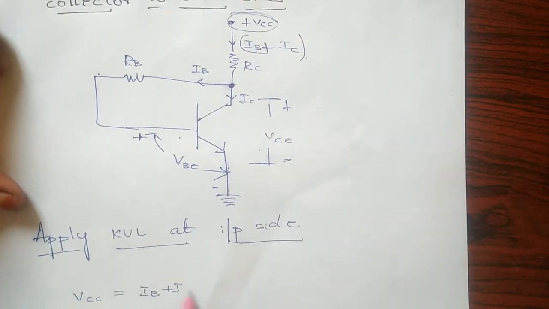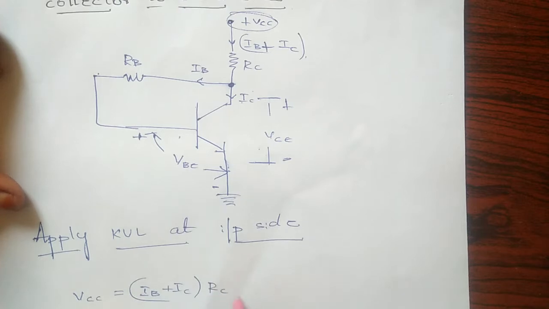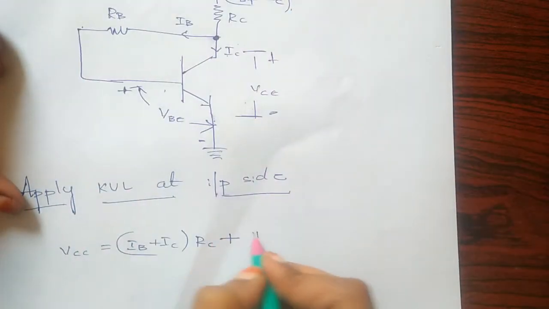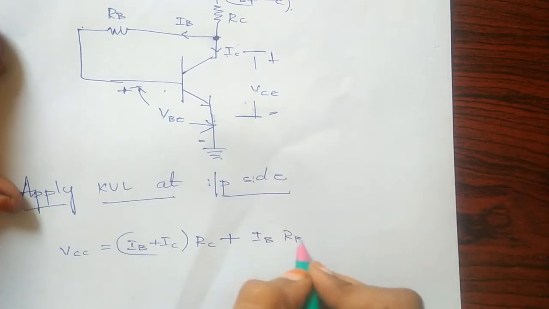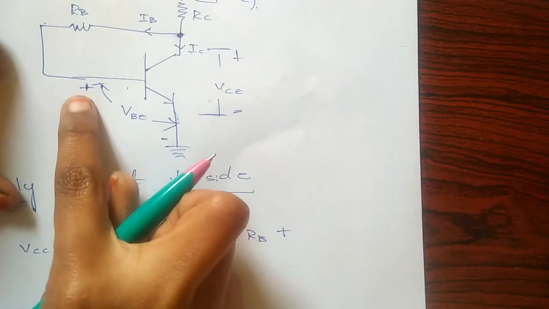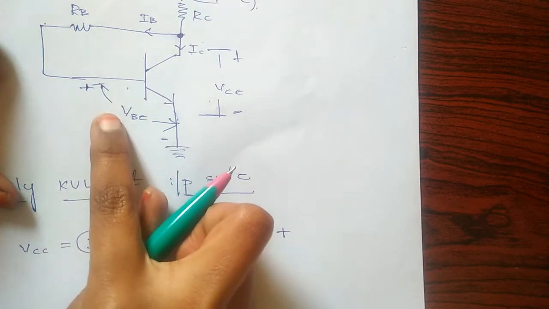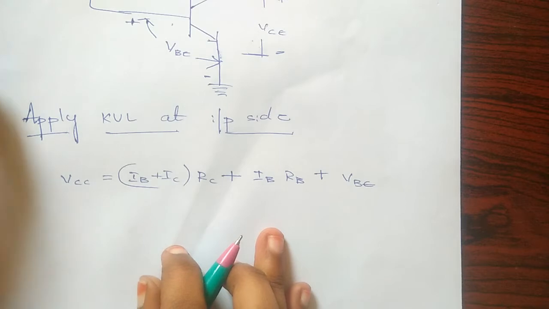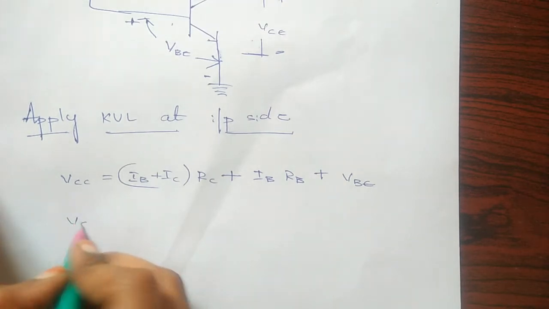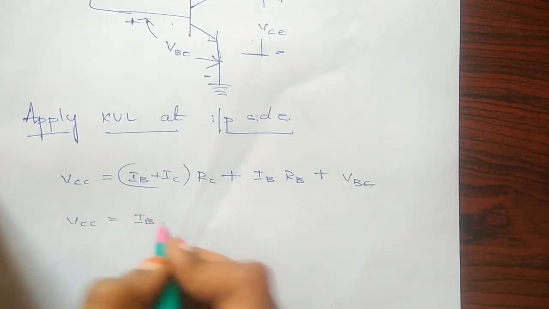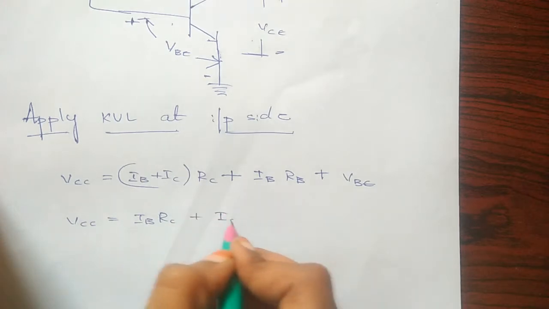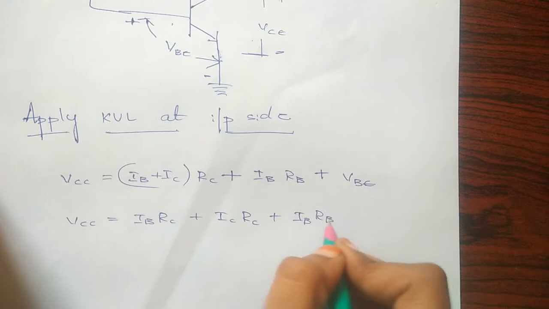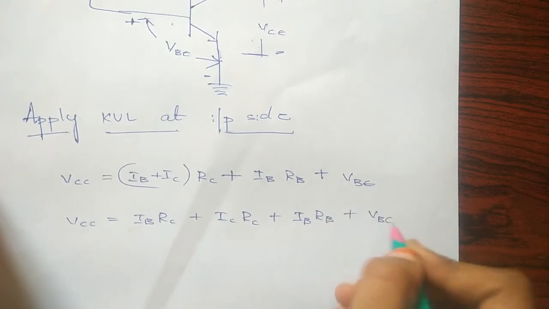See, VCC is equal to, so we go like this, IB plus IC into RC, plus in the same direction, IB RB, plus VBE, as we have the plus sign. So let's simplify the equation: VCC equals IB RC plus IC RC plus IB RB plus VBE. Let it be equation number 1.